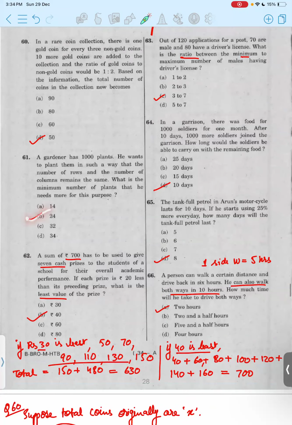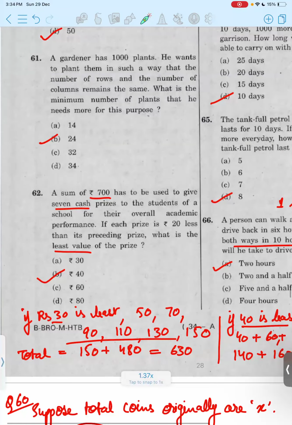Now in 62, we are given a sum of rupees 700 that is to be used to give 7 cash prizes to students of a school for their overall academic performance, and each prize is rupees 20 less than its preceding prize.